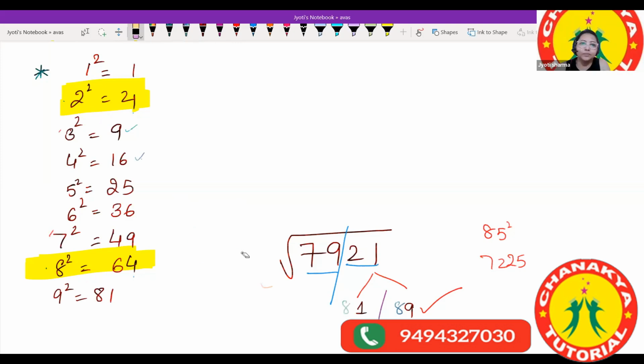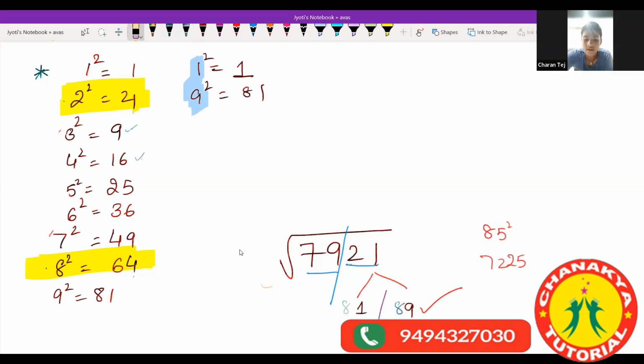Ma'am, how did we get that 1 and 9? Your 21 is ending with 1. So there is a possibility that in 2 answers you will be getting 1 as the answer. If you take 1 square, 1. If you take 9 square, in the answer you are getting 81. So 1 and 9, these are the unit place of your answer. Okay, ma'am, understood.